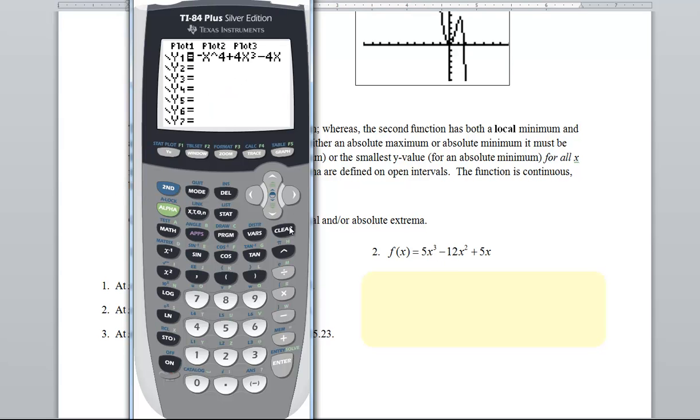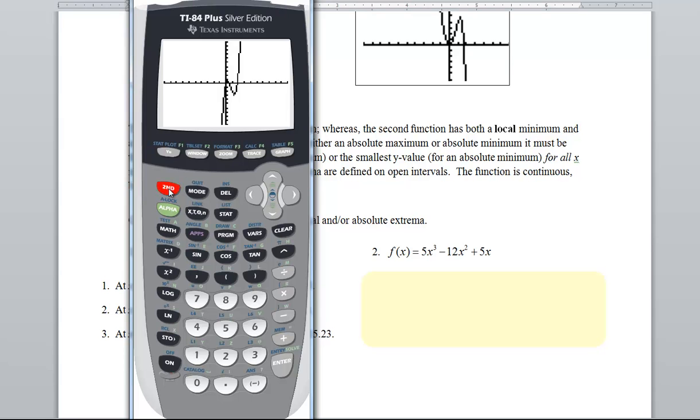Let me go to y equals, clear this thing off. So I've got 5x to the third minus 12x squared plus 5x. I'm going to put it back on zoom 6. Okay, I've only got 2 things I have to worry about. I've got this value here and this value here. This is a local max, that one, and that's a local min.